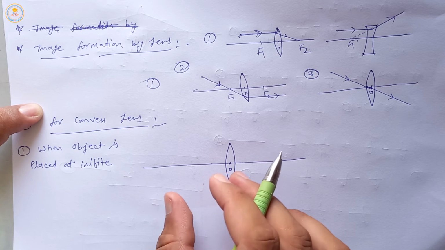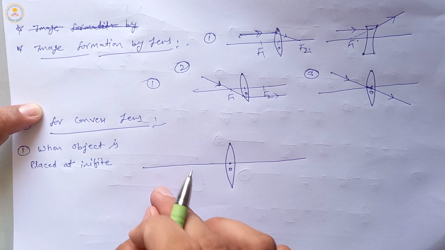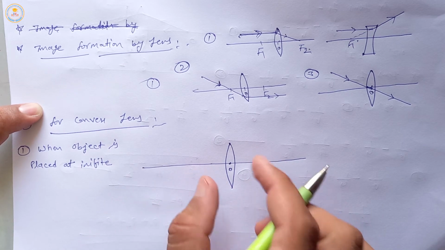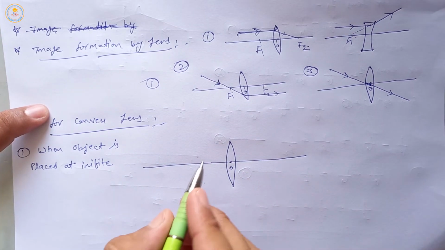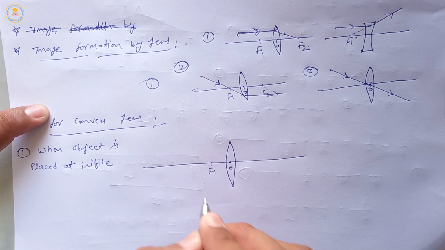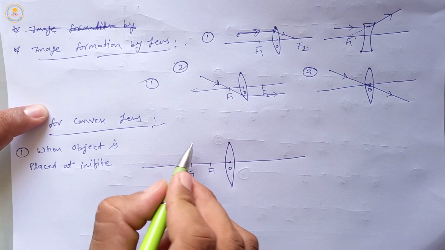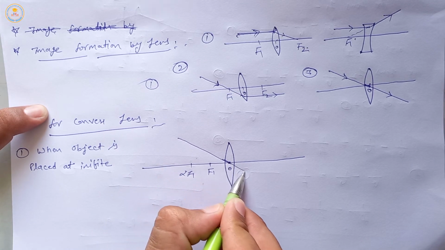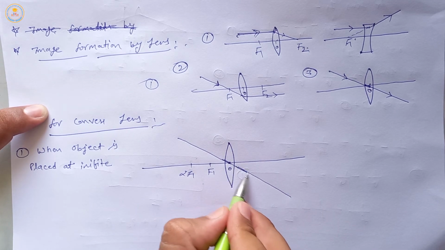Then in this situation, one ray is passing through the optical center and the other ray is passing through the first focus point. In each situation, one ray is passing through the optical center. Remember this. In the first condition, suppose this is focus point f1 and this is 2f1. One ray is passing through the optical center, then after the refraction this ray goes on its own path without deviation, like this.